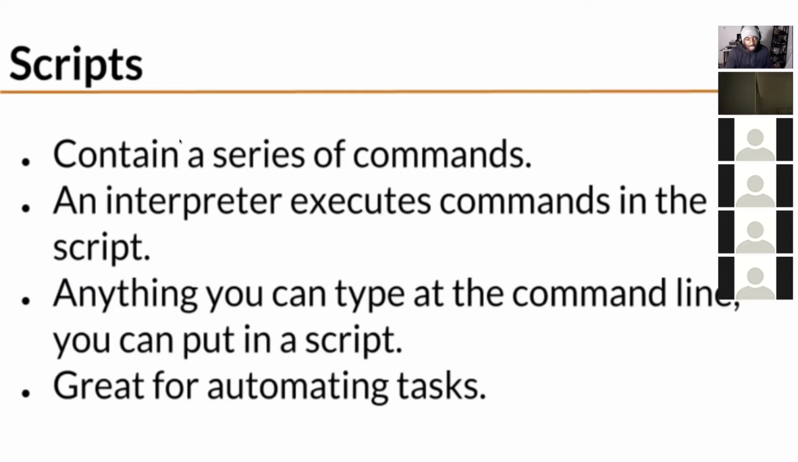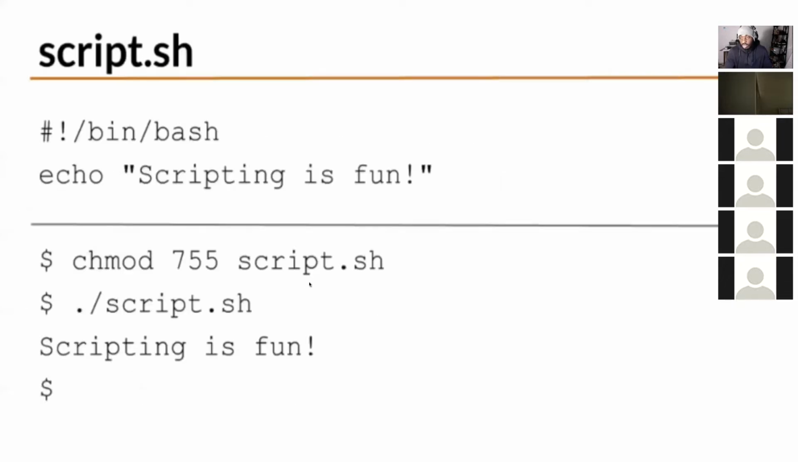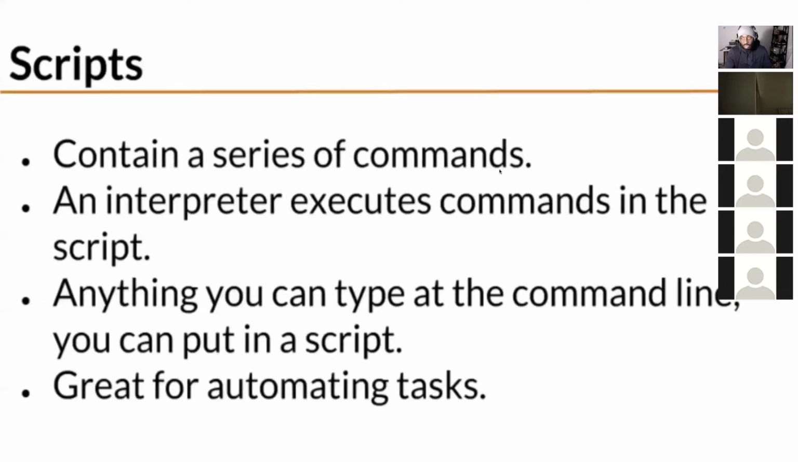So a bash script essentially contains a series of commands. It has an interpreter that executes the commands. We call that the shebang, which you're going to see. And anything you can type at the command line, you can put in a script. It's great for automating tasks. Guys, I can't emphasize how important the script is. You can use a script to automate repeated tasks, and you can pair a script together with a cron to have machines running all the time for you.